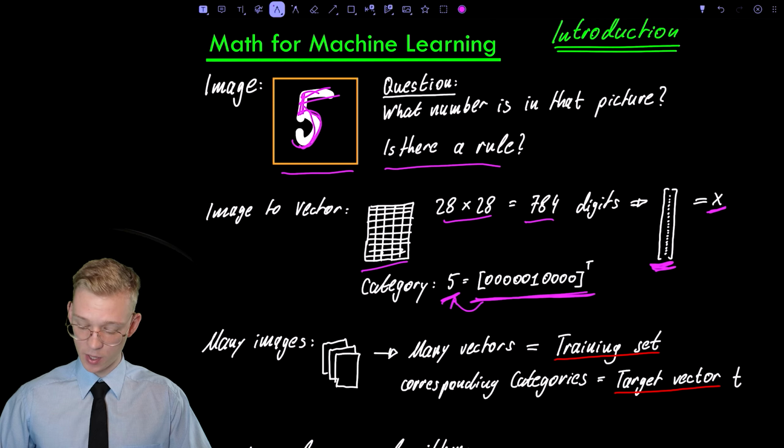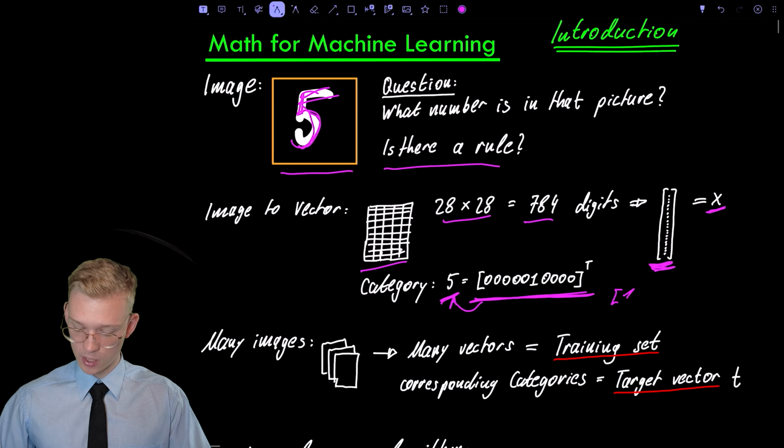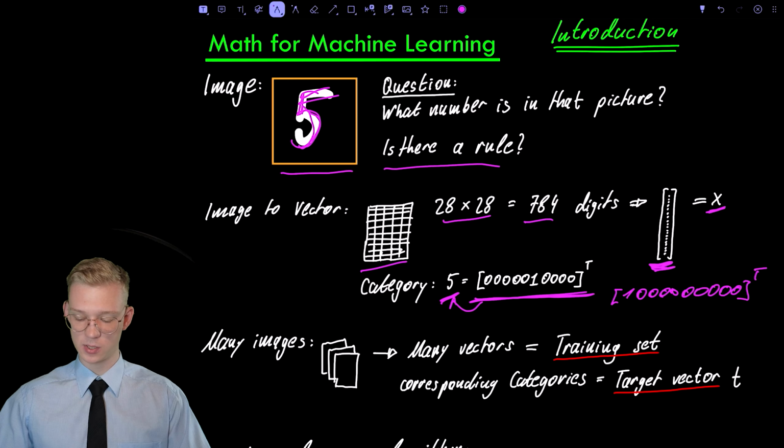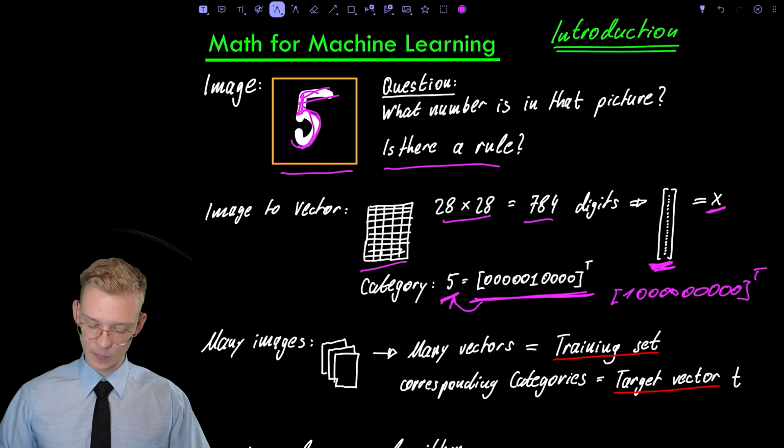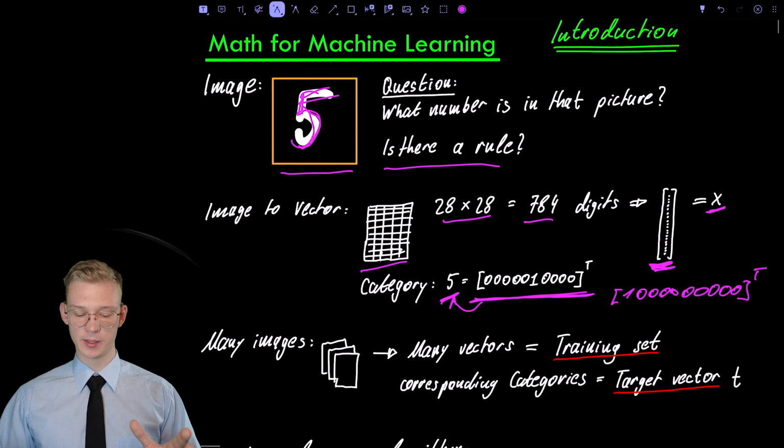For number 0, this vector would look like we have a 1 here, and then we have 0s for 1, 2, 3, 4, 5, 6, 7, 8, 9, transposed, because it also has to be a vector. So what we can do is deconstruct images, put them into vectors, and give also the category of that image and also put it into a vector.